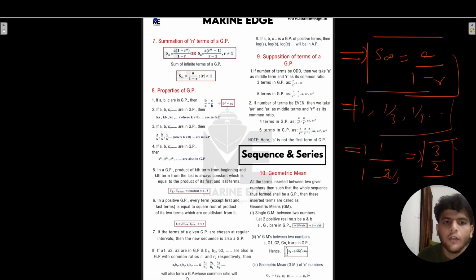Yes, I think this is clear to every one of you now. For the properties of a GP, b by a is equal to c by b. That is, b square is equal to ac. In the AP case, it was b is equal to a plus c by 2. Now it is b square is equal to ac.